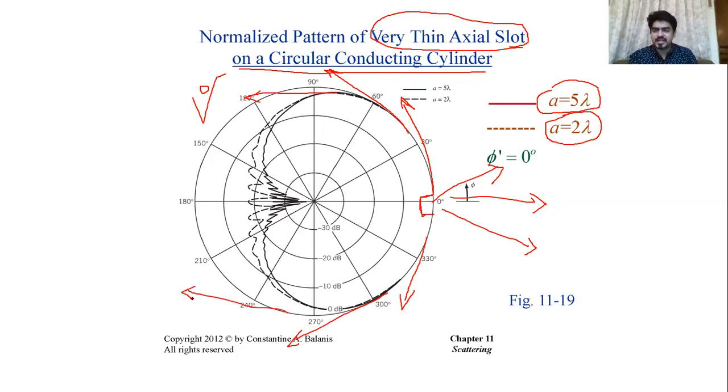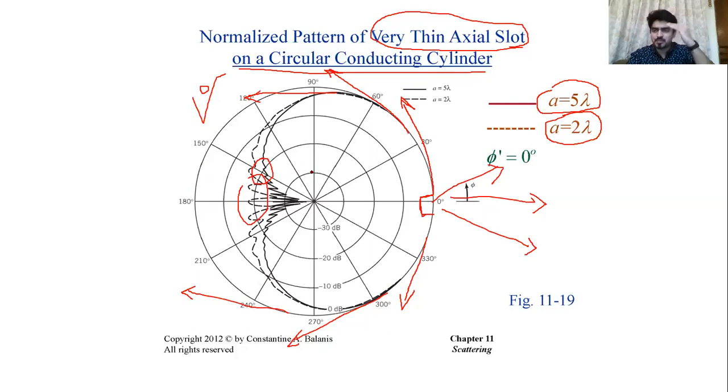As a result of that, they will add with each other and create constructive and destructive interference in the far field, and that's why you see these lobes. You see these lobes on the back side because of the constructive and destructive interference created by the creeping waves from the two sides of your cylinder.